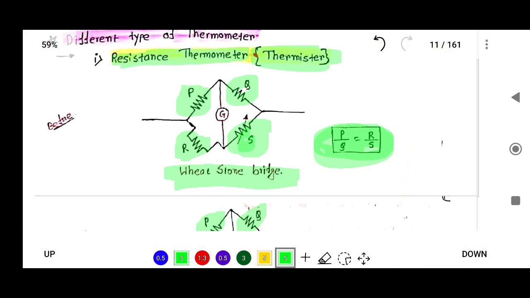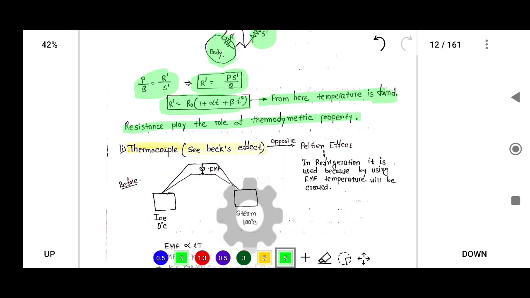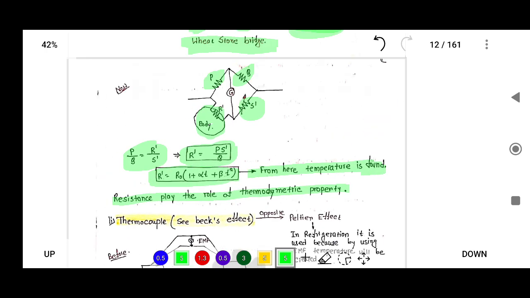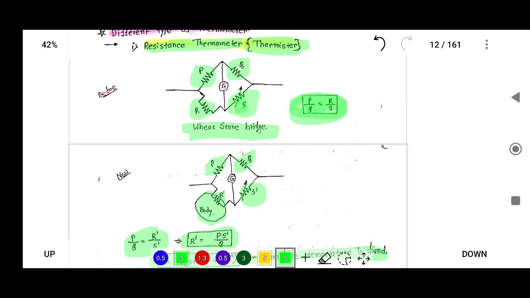There are 4 types of thermometer: resistance thermometer, thermocouple, constant volume thermometer, and constant pressure thermometer. So this is all about the resistance thermometer.